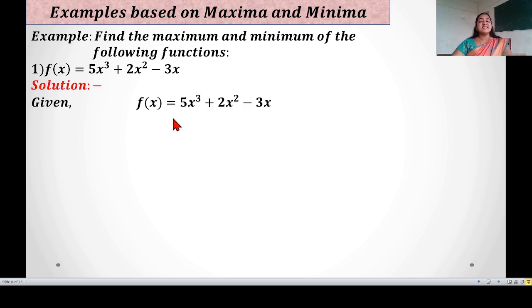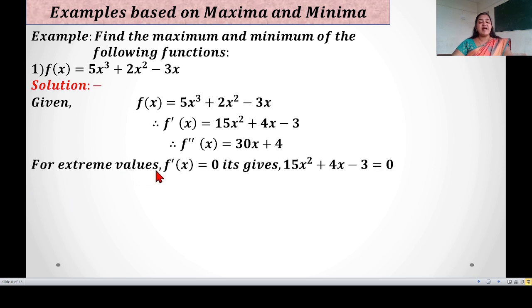Here f of x is equal to 5x cube plus 2x square minus 3x. Now differentiate with respect to x first. So f dash of x is equal to 15x square plus 4x minus 3. Now again I differentiate with respect to x. We get here f double dash of x is equal to 30x plus 4. Now we can find the roots of the equation f dash of x is equal to 0. So for extreme values, f dash of x is equal to 0, it gives 15x square plus 4x minus 3 is equal to 0.